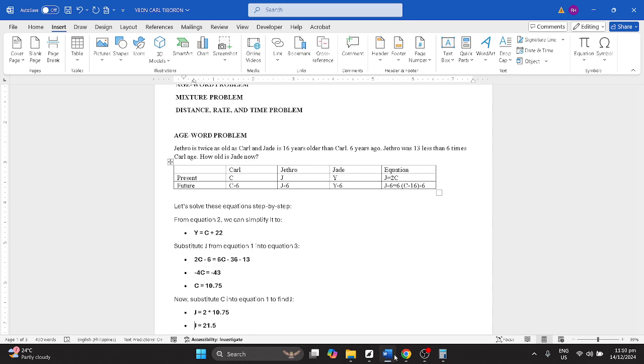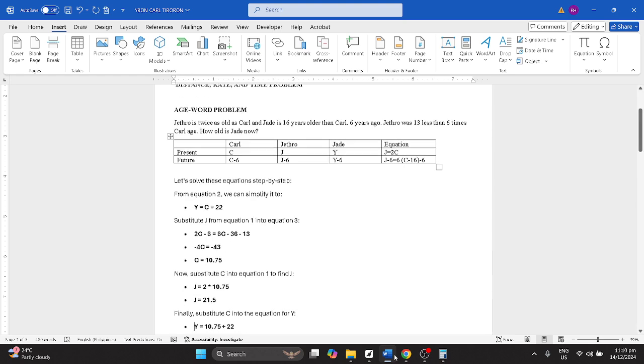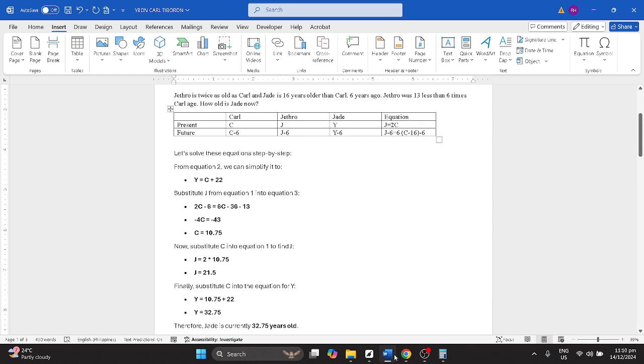Now substitute j, which is Jethro's age, from equation 1 into equation 3, and that is 2c minus 6 equals 6c minus 36 minus 13. Simplified, negative 4c equals negative 43, and you will come up with Carl's age, which is 10.75.